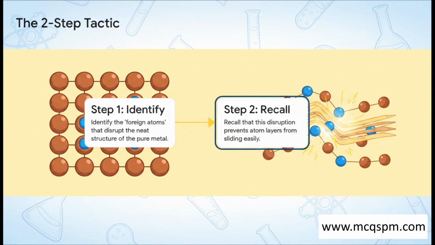Here is your foolproof two-step tactic for any question like this. Step 1. In your mind, picture the foreign atoms, the zinc or tin atoms mixed in with the copper, and how they disrupt that neat structure. Step 2. Remember our core principle. That disruption prevents the layers of atoms from sliding easily. That's it. That's the answer.